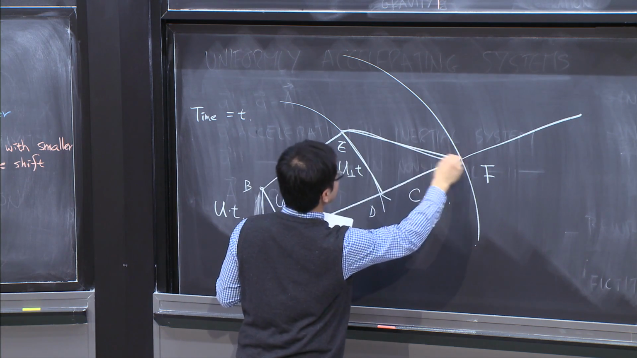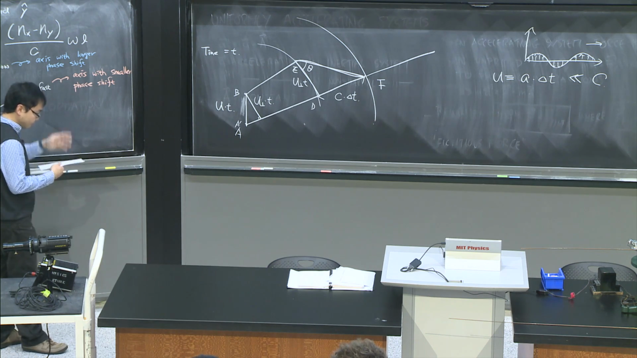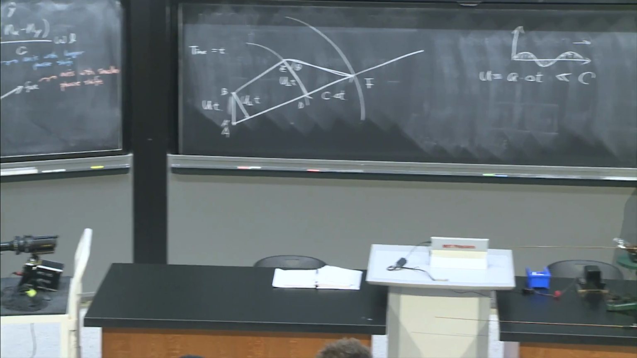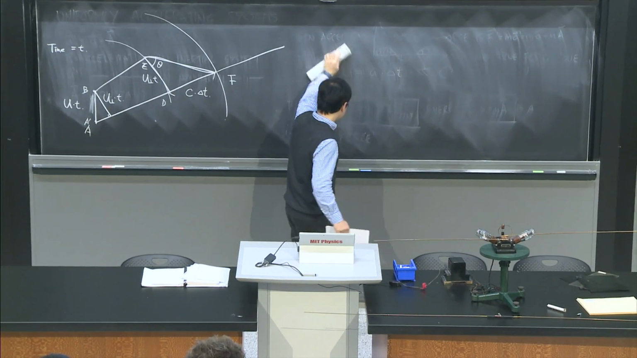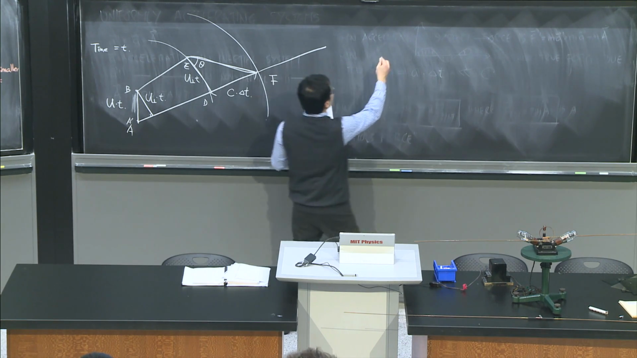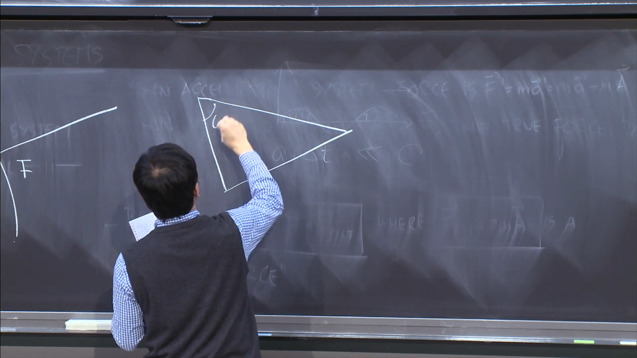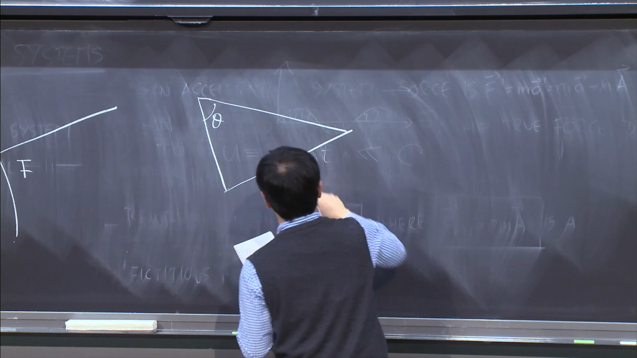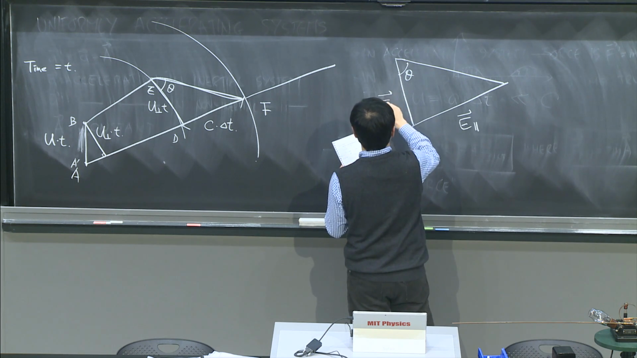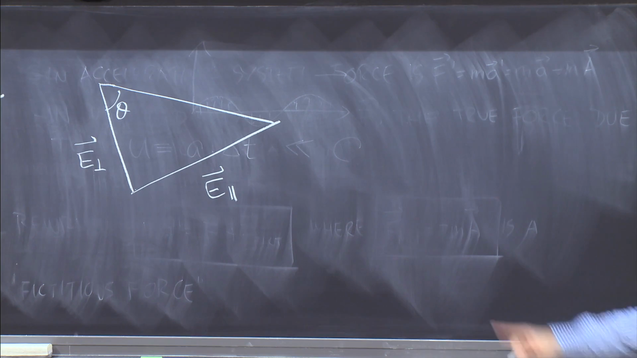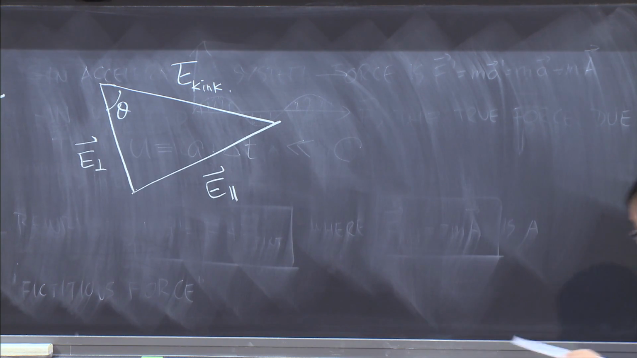Of course, I can approximate that this is just a line, and I have a theta angle, which is DEF. Now I can use this geometrical argument to figure out what the electric field kink will be. So I can have the same triangle here. This is angle theta, and this is the electric field parallel to the AF line. I can also have E perp, which is perpendicular to the AF line. And the kink, E kink, is what we would like to figure out as well.